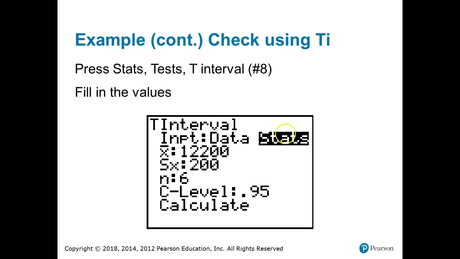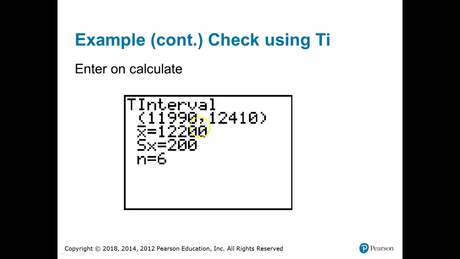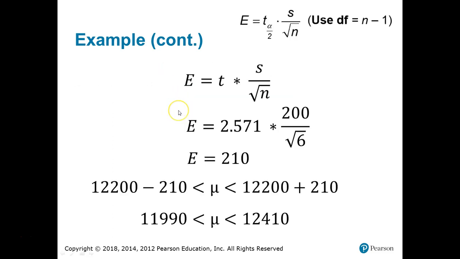If you were not given those values and you were just given a list of data values, you can use Data, create a list, and then it will calculate these values for you. But once we have this plugged in, we can go over to Calculate, highlight Calculate, and hit enter. The calculator will take a minute, and then it will spit out this interval, which is the same as what we got by hand.